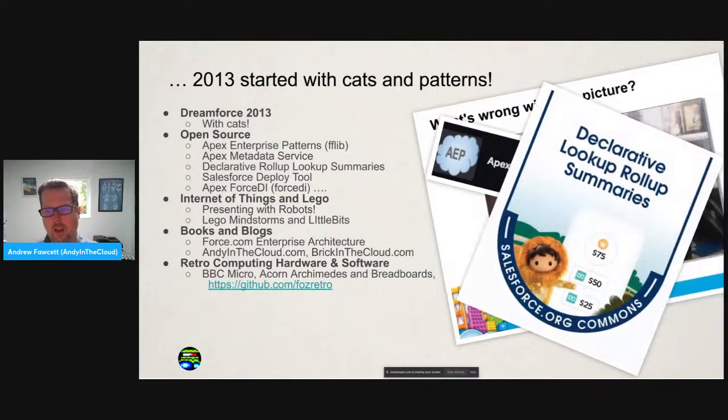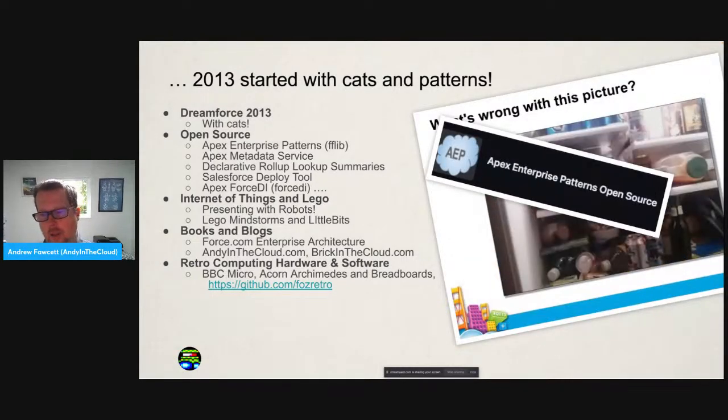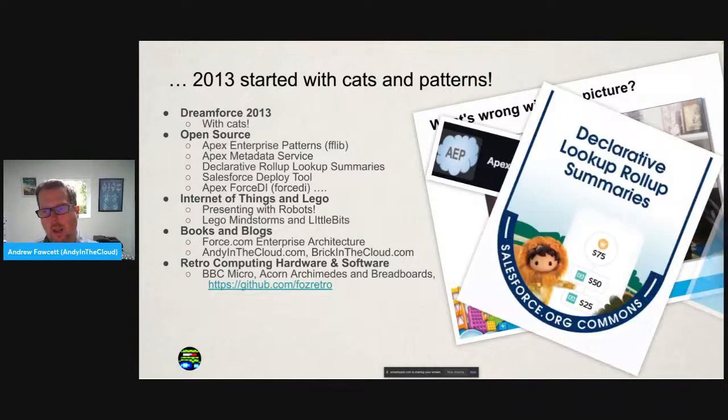But I'm delighted to find that a lot of these things, Apex patterns, are now taken on by the community. John Daniels and others are doing an amazing job at driving that on the open source repo. So FinancialForce actually moved that over to public open source control. And declarative roll-up summaries is now part of the Salesforce.org Commons library, and there's an amazing team of UX, program management, and obviously developers driving the releases of that product.